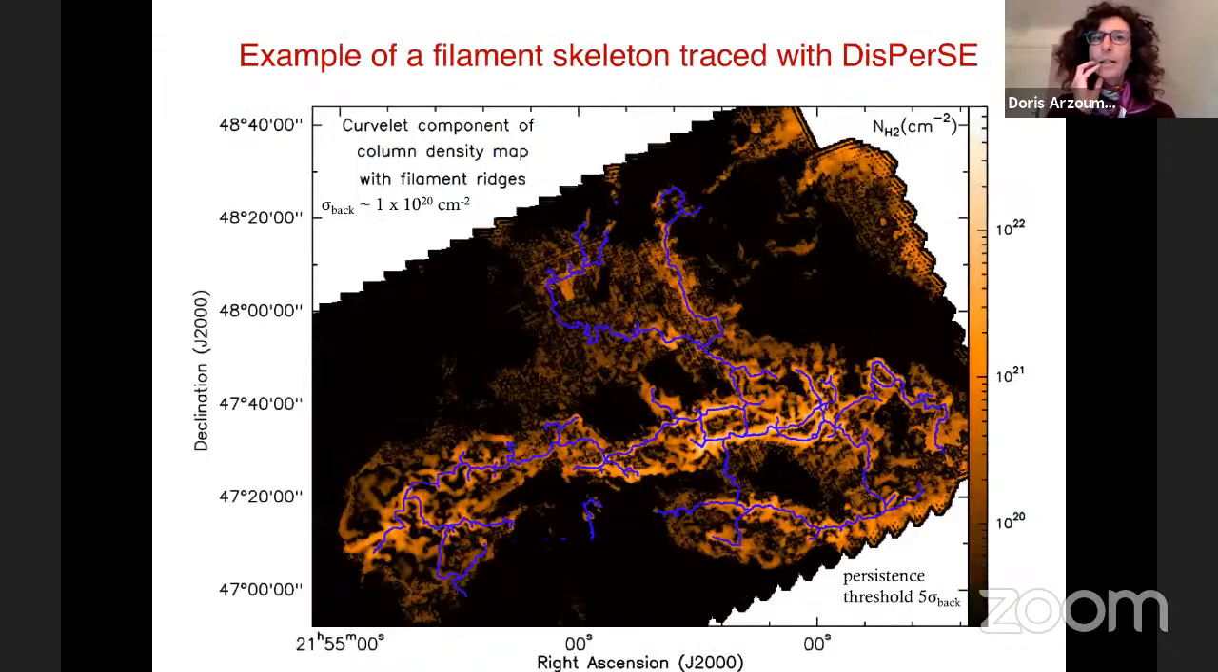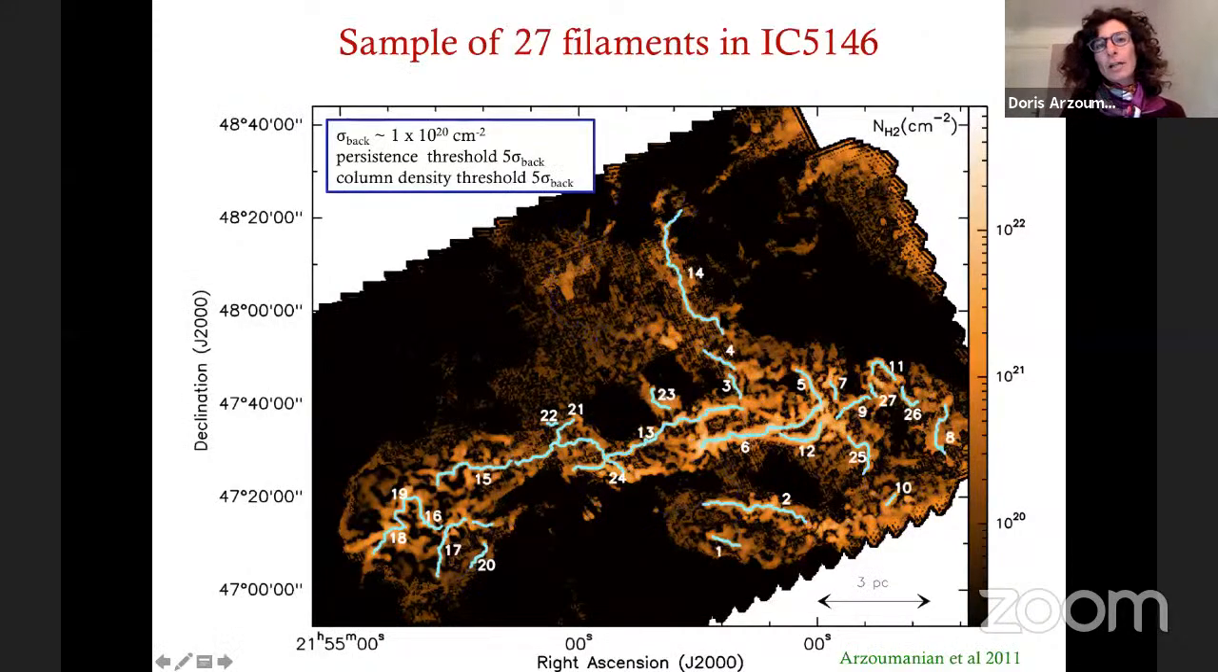And so, for instance, here is an output from DisPerSE for one of the regions for a given persistence threshold, which is in this case 5 times the noise level in the map. And in blue, you can see the crests which are traced by DisPerSE. And then after this, there is processing that allows us to identify individual filaments and also remove some structures which may not be very real.